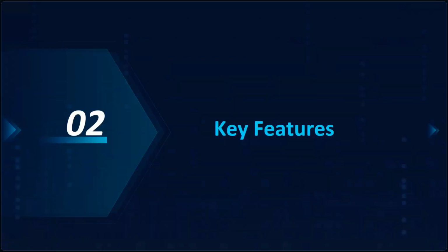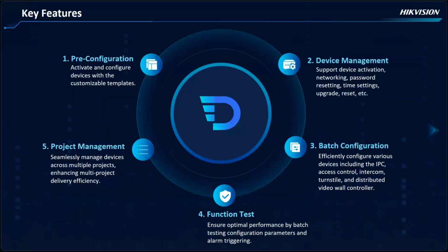Okay, the next part, we will talk about the key features that are currently available in the latest version of HiTools Delivery. Here we have listed 5 major features: pre-configuration, device management, batch configuration, function test, and project management. So we will talk about them one by one.